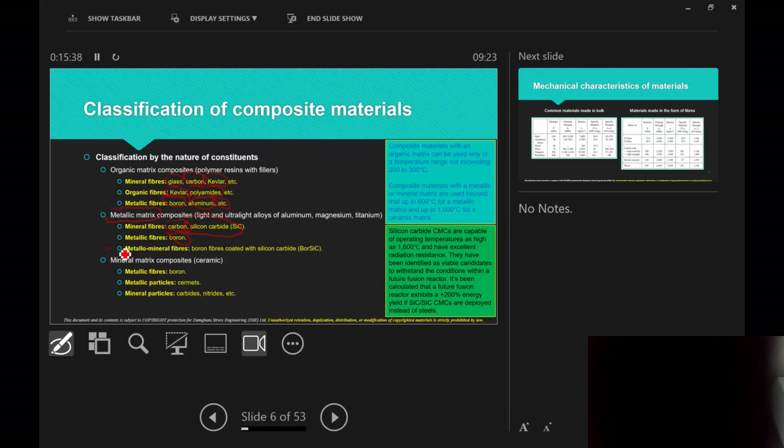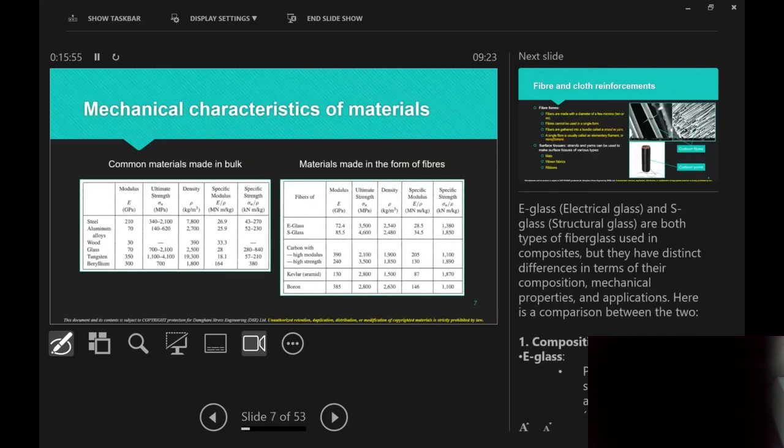The matrix also could be a mineral matrix composite, which, yet again, metallic fibers could be used for. Metallic particle cermets is one of the famous ones, and you could use nitrides and carbides as the mineral particles. So that's another classification. I'm sorry.